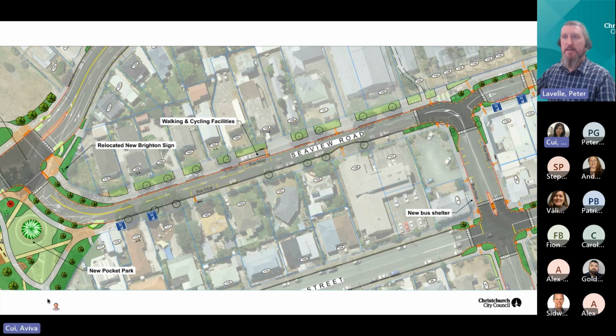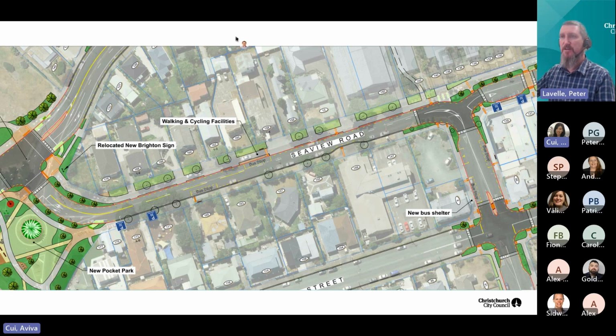So this map shows CV Road and the changes proposed there. So as we discussed earlier, we'll propose a new T intersection with traffic lights to connect CV Road with Hawke Street. So the traffic lights is the location where we can safely get pedestrians and cyclists traveling along the new shared path or coming from the paths along the New Brighton Road across Hawke Street.